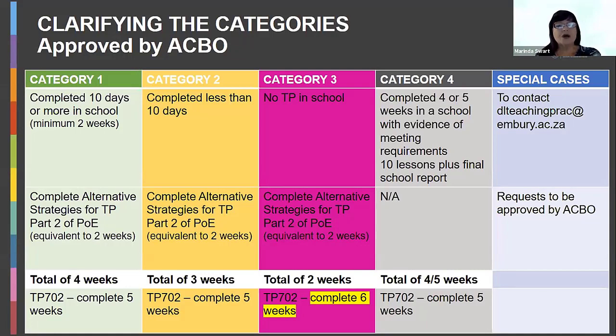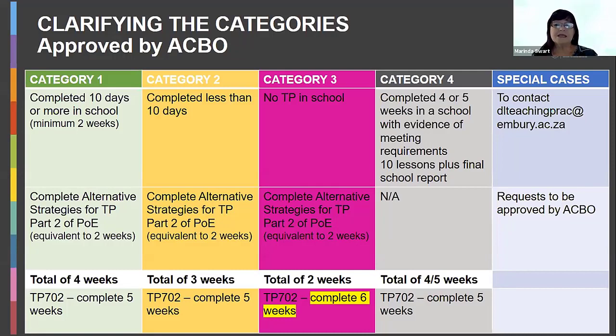Category 1 students are students that completed 10 days or more, so 2 weeks or more in the school. And that is equivalent to 2 weeks of teaching practice. So the other 2 weeks, to make up 4 weeks in a school for TP701, will then be the alternative strategies for teaching practice, which is part 2 of the portfolio of evidence.